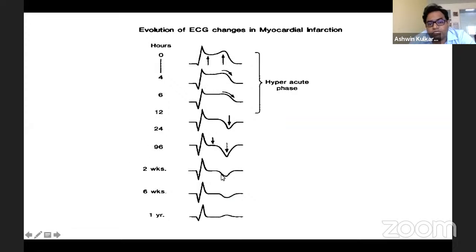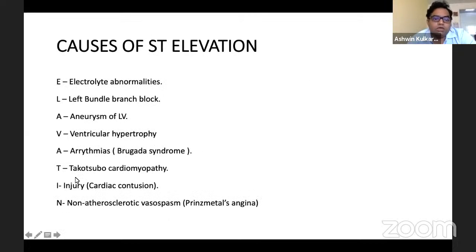This evolution is important for you because the ECG differs depending on when you see the patient. If you see the patient initially, the patient may be in the hyperacute phase. So you should know what the ECG changes are in hyperacute infarction and so on. This is a very interesting slide, where you should know that not only MI, but there are other causes of ST segment elevation.